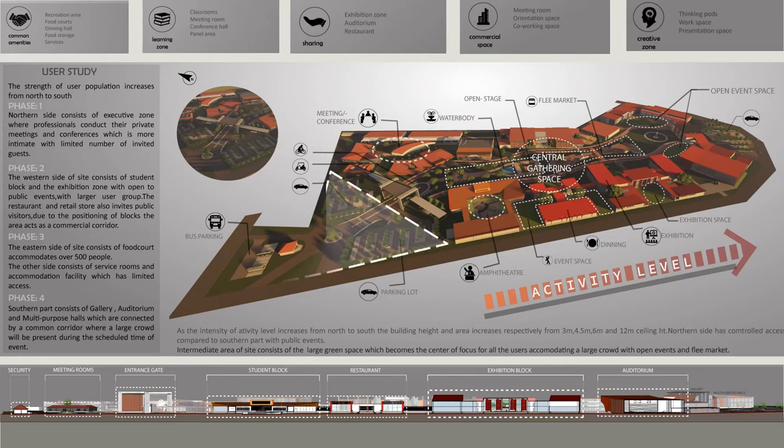Northern site has controlled access compared to southern part with public events. Intermediate area of the site consists of the large green space, which becomes the center of focus for all the users, accommodating a large crowd with open events.